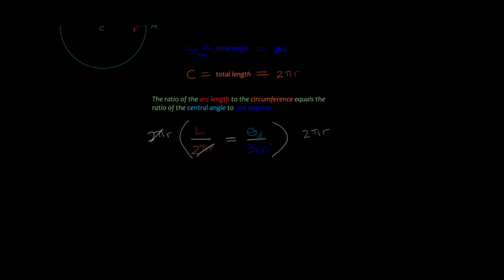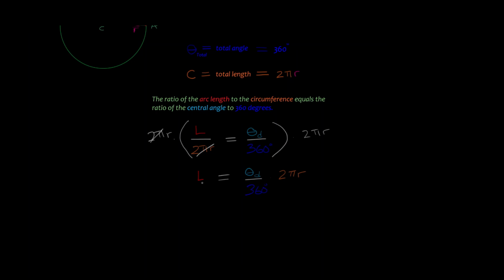And what you're left with is, let me get my color back. Okay, arc length is going to equal the central angle divided by the total angle multiplied by 2 pi r. And there you go. That's our equation. That's what we've been trying to work toward. And I hope at this point that this makes intuitive sense.